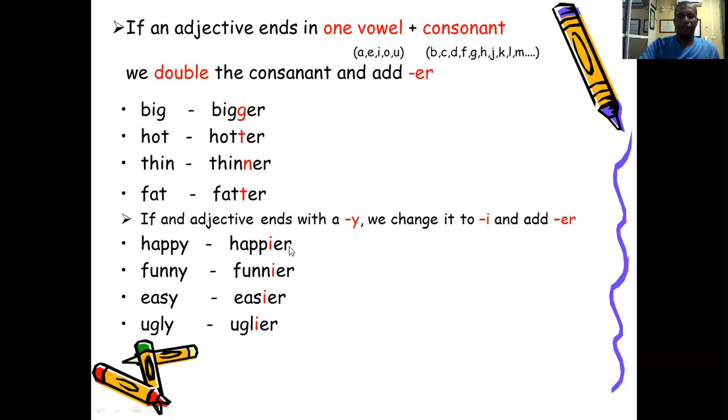If an adjective ends with a Y, we change it to I and add -er. For example, happy, happier. Funny, funnier. Easy, easier. Ugly, uglier.